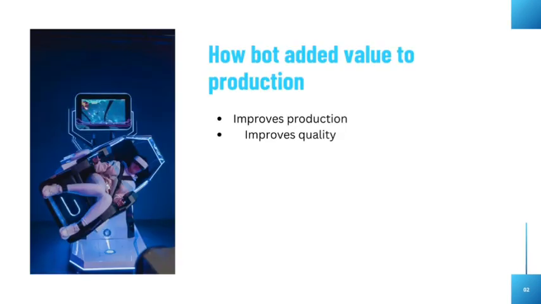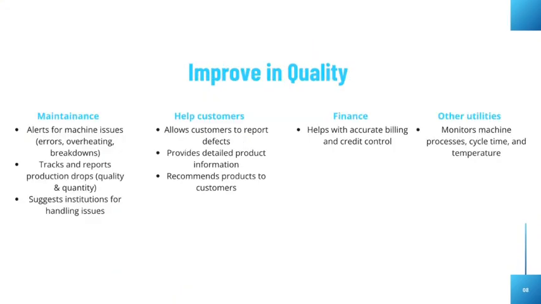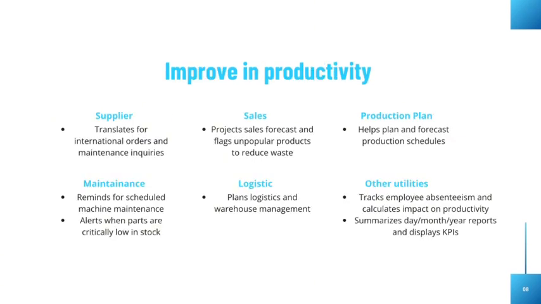The document then kind of breaks down value by department. For production, it's about improving output, improving quality. Makes sense. Ties back to the downtime alerts and the better planning. And for suppliers, this is interesting. It mentions translation capabilities for international orders or maintenance issues. Oh, that's quite useful. Smoothing out communication, especially with technical stuff or orders across language barriers, that's a real practical benefit. Yeah, could make global collaboration much less painful.